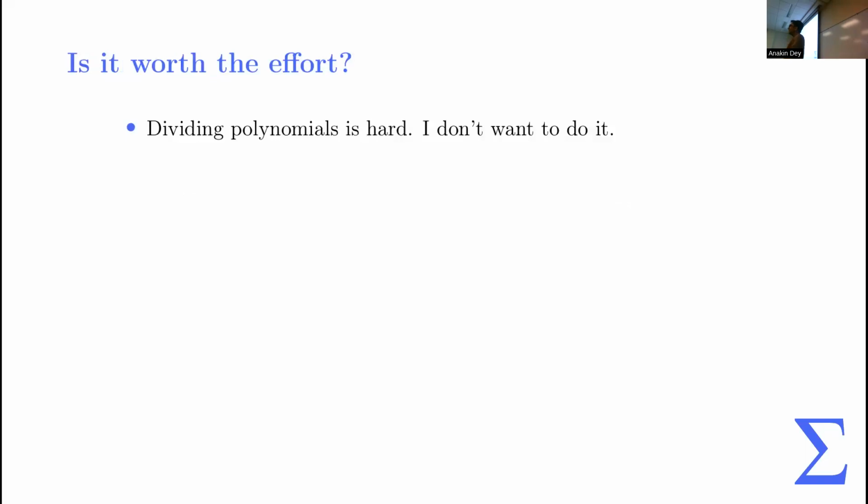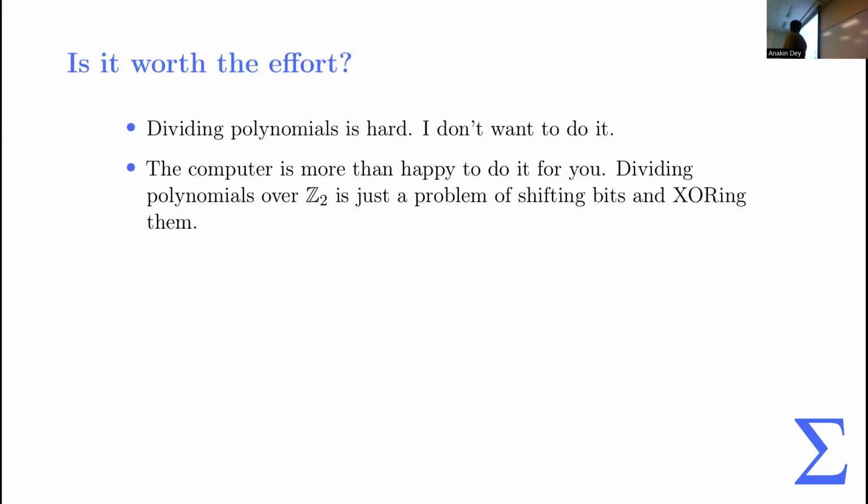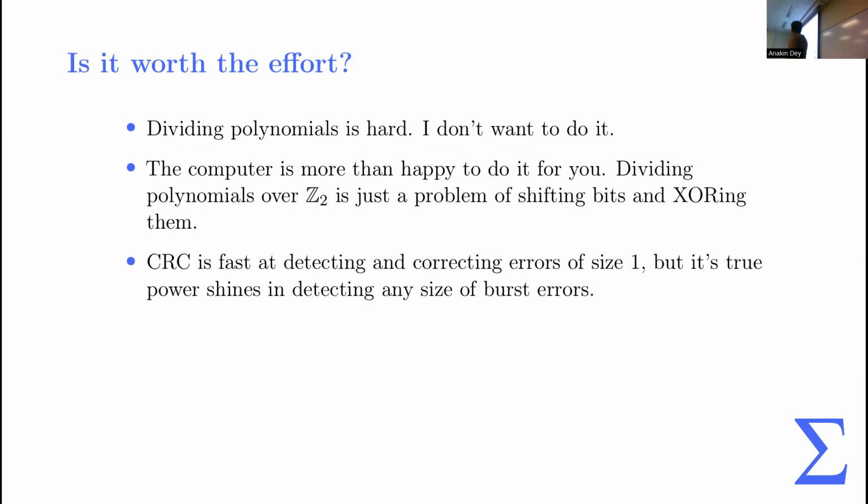Okay. But dividing polynomials is not fun. I don't want to do it. But the computer is more than happy to do it. Because if you look at the synthetic division algorithm, especially over C2, all it is is shifting bits and XORing stuff together. And the computer loves doing that. So it's fast at detecting and correcting errors of size 1. It's just as good as Hamming codes in that sense. But its true power shines because it can detect any number of burst errors, depending on the generator polynomial that you choose, and you can choose whatever polynomial you want.